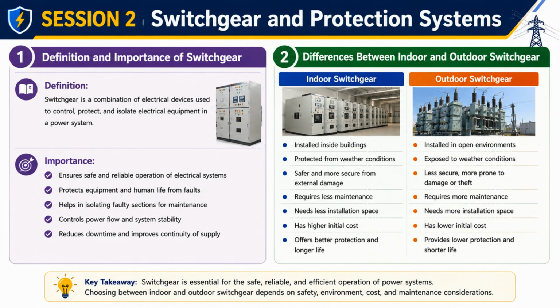2. Difference between indoor and outdoor switchgear. Indoor switchgear. It is installed inside buildings. It is protected from weather conditions. It is safer and more secure. It requires less maintenance. It needs less installation space. It has a higher initial cost. It provides better protection and longer service life.